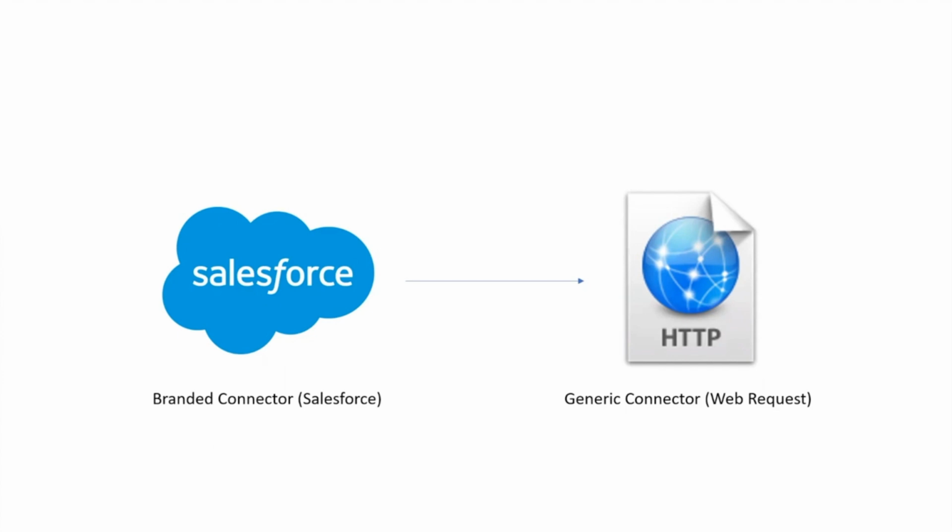This demo will explore the use of one of our most flexible generic connectors, the web request, and how you can connect to any web-based API through its Postman-like interface without the need for a consumable definition, and couple that with one of our branded connectors to push data between a branded connector and a generic connector.